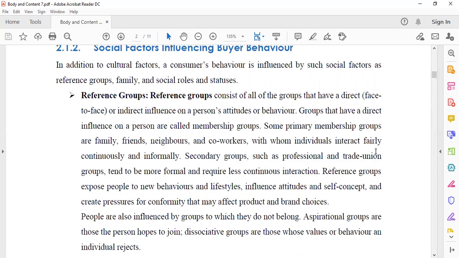Some members in this reference group could be family, could be friends, could be neighbors, could be co-workers. And because of constant interaction, both formal and informal, the person begins to model his or her life, his or her behaviors, begins to want to share similar things as the reference group. And that could explain why you find most companies make use of celebrities.